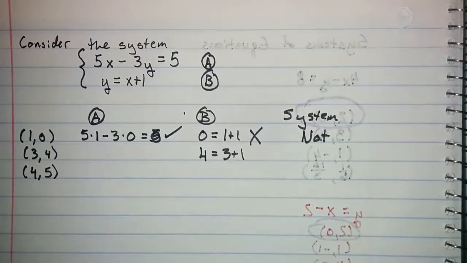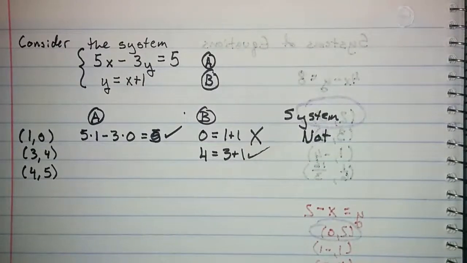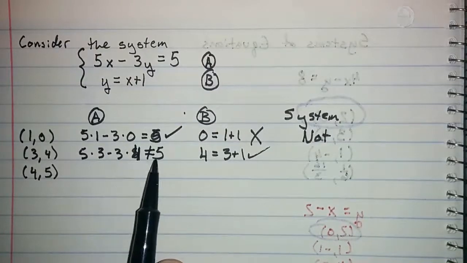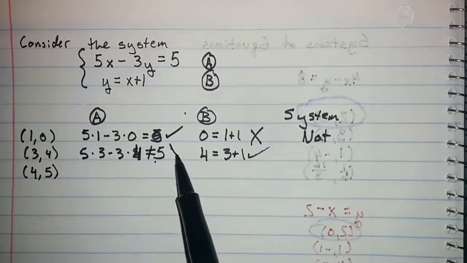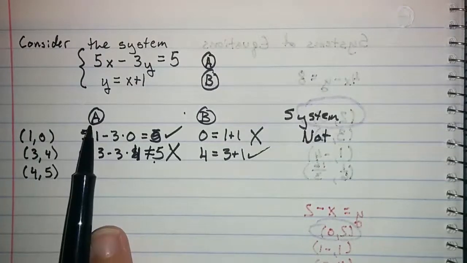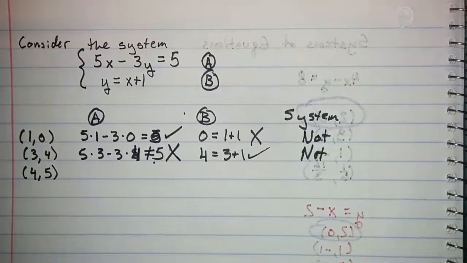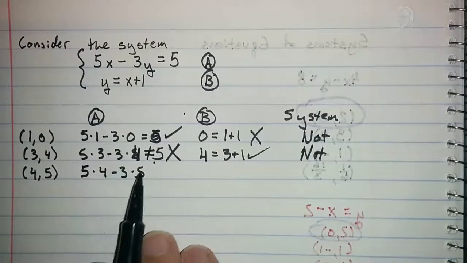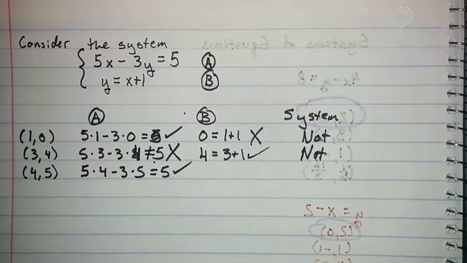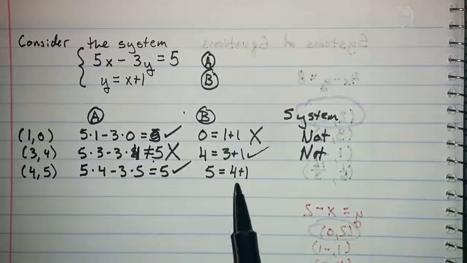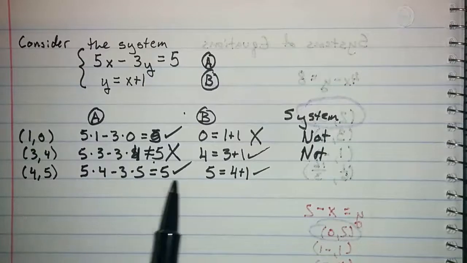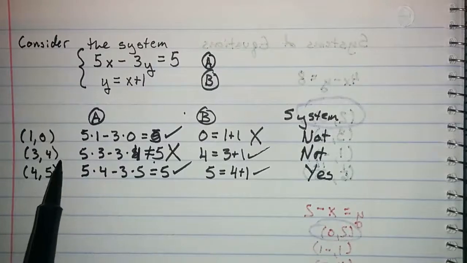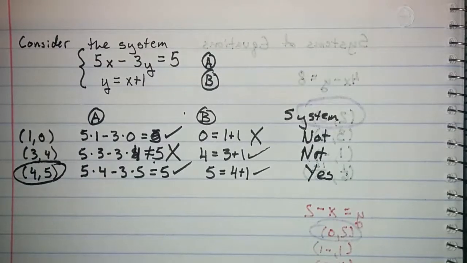Similarly, 4 does equal 3 plus 1, but 5 times 3 minus 3 times 4, that's 15 minus 12, is 3, which isn't 5. So this point is not a solution to the first equation. This last point, though, 5 times 4 minus 3 times 5, that's 20 minus 15. That does equal 5. And 5 does equal 4 plus 1. Since this point is a solution to both equations, this is a solution to the system. In fact, this is the only solution to the system.